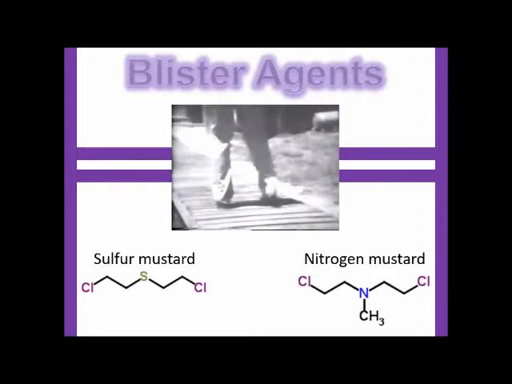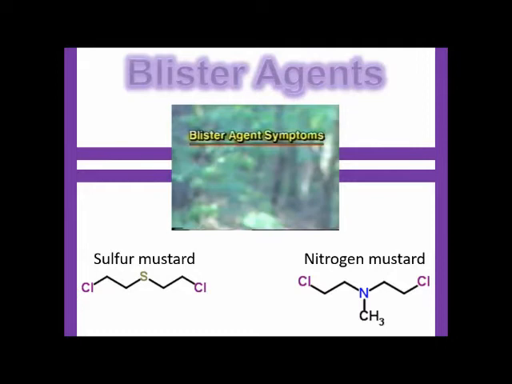Blister agents can enter through your eyes, nose, or mouth. If they do, the symptoms are coughing, labored breathing, stomach pain, nausea, vomiting, diarrhea, or temporary blindness. Severe exposure can result in permanent blindness.